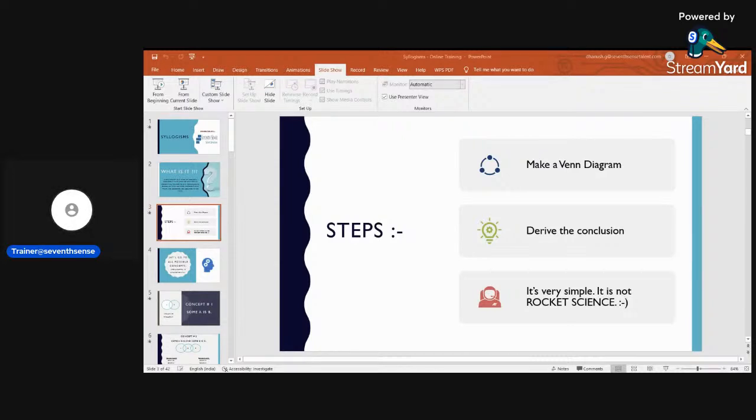So what are the conclusions? Between A and B: some A is B and some B is A. Between B and C: all B is C, some B is C, and some C is B. Between A and C: some A is C and some C is A.